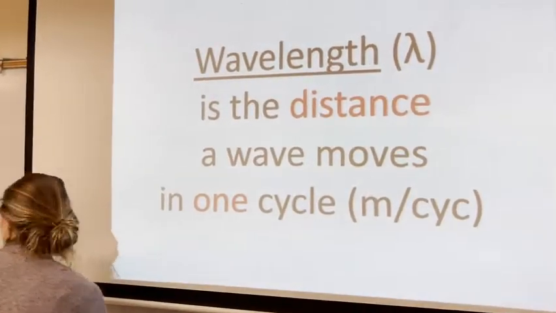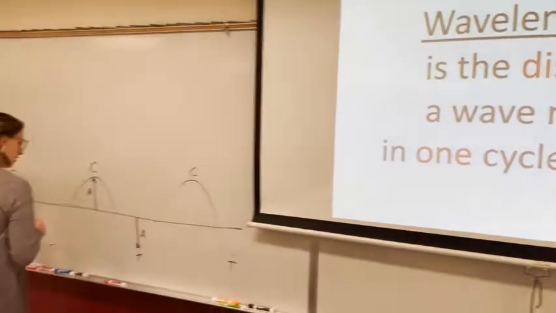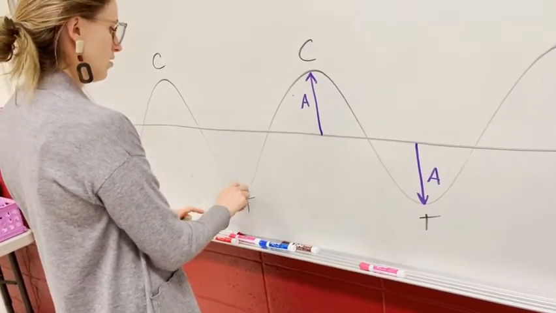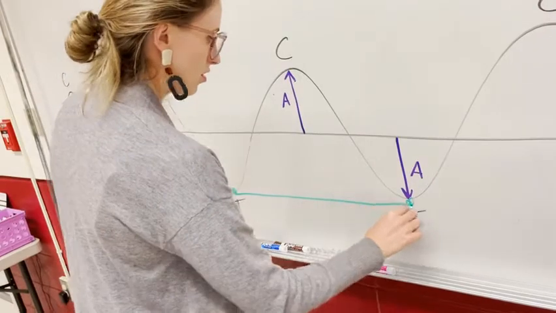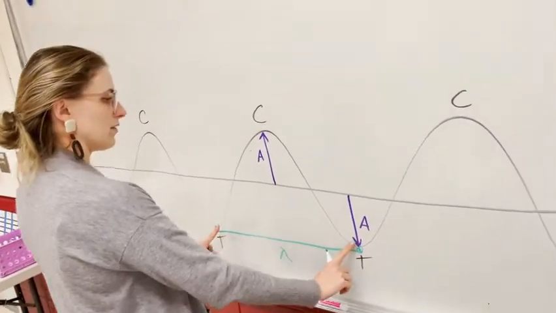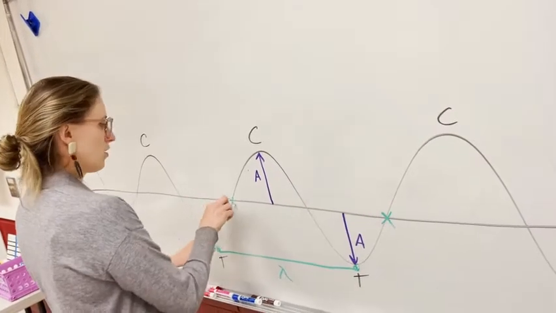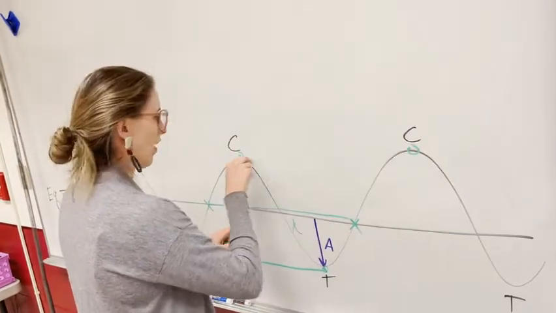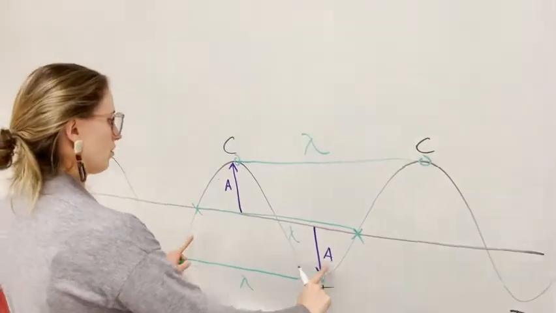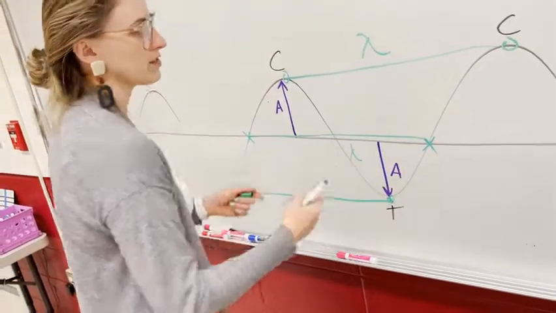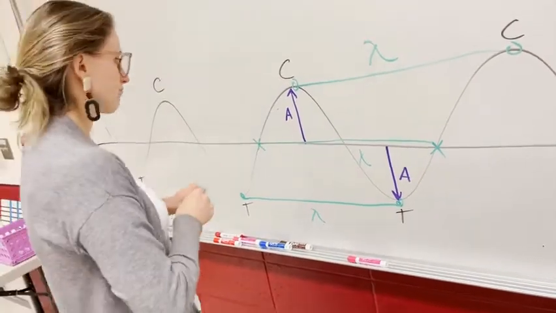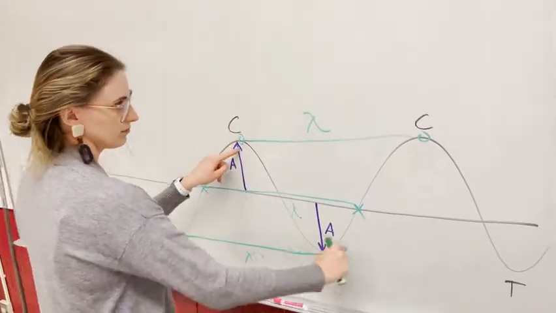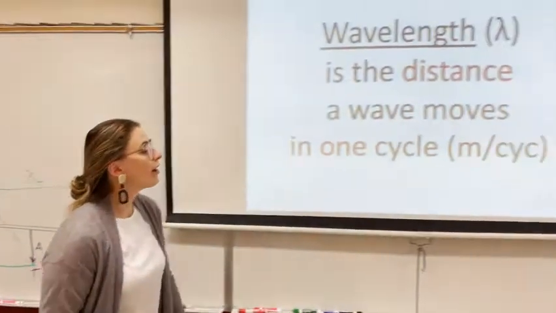Wavelengths. See if you can draw your wavelengths on here. It's represented by the Greek letter lambda. From here, one cycle, to here is one wavelength. And then I could follow this along here. That too would be one wavelength. And as I move up, that would also be a wavelength. So you can see how you can calculate one wavelength anywhere along this. If you start your hand at the bottom and you go up and back, that's one wavelength. If you start at equilibrium, you go up, down, and back, that's one wavelength. If you start at the top, you go down and back up, that's one wavelength. One cycle.